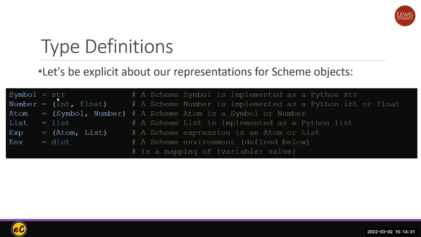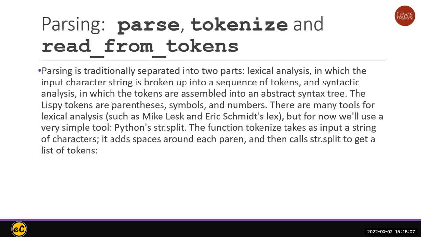In our Scheme language, a symbol is actually a Python string. Number will be an integer or float. When there are 2 different types, we use a union, so it can be chosen when you use the type. Atom can be symbol or number, so these 2 combined are atom. List is just the list type in Python. Expression can be atom or list. And environment is a dictionary. So these are the different non-terminal or terminal types for the Scheme language.